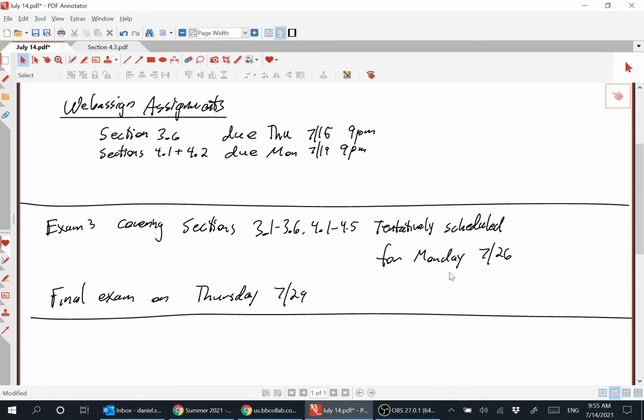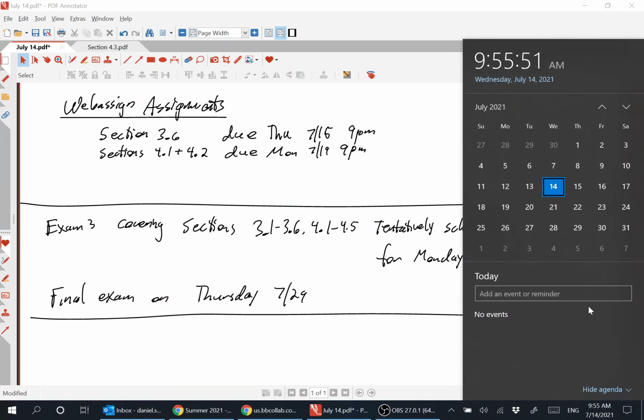The third exam, which covers the last chunk of material on the syllabus, so that's 3.1 to 3.6, 4.1 to 4.5, is tentatively scheduled for Monday of the last week of class. And the final exam is on Thursday.